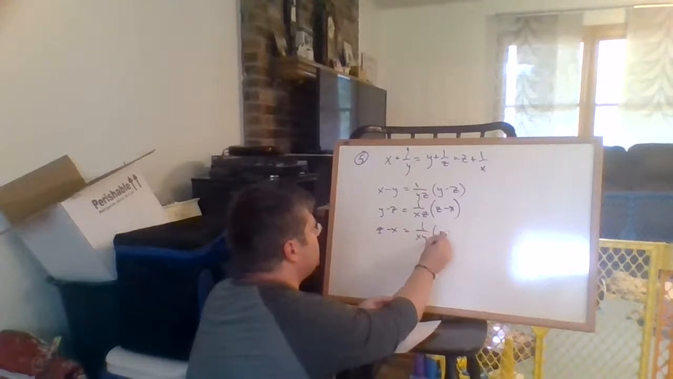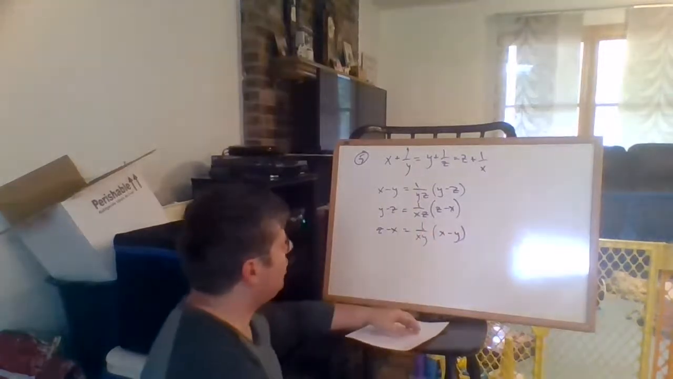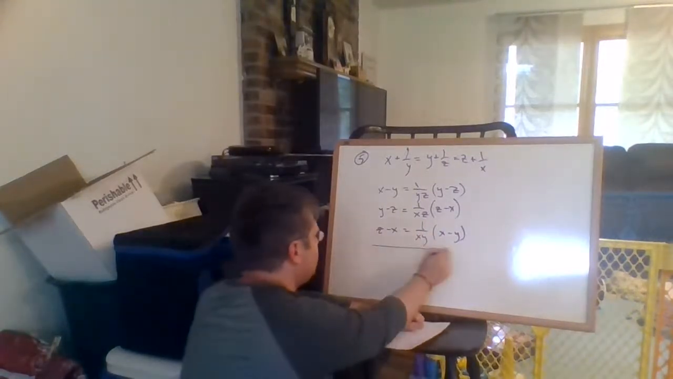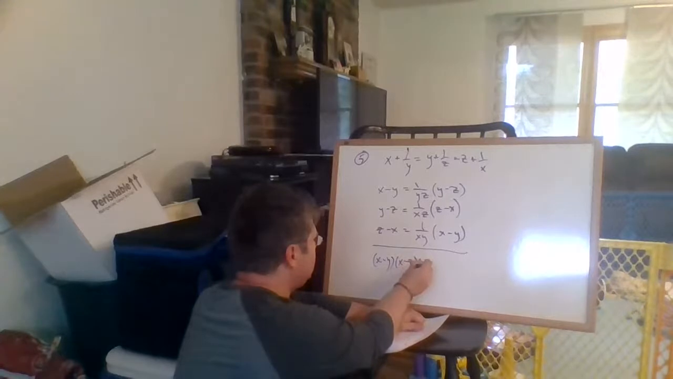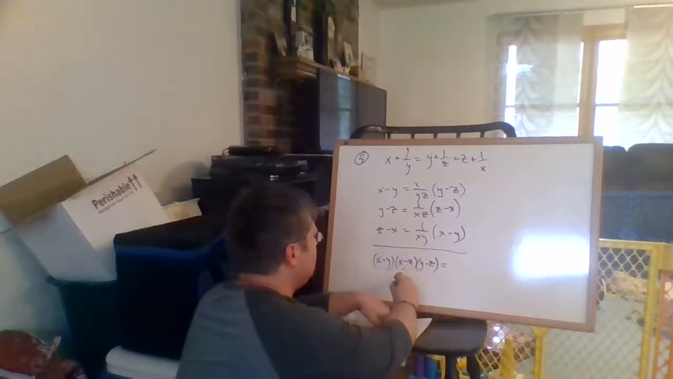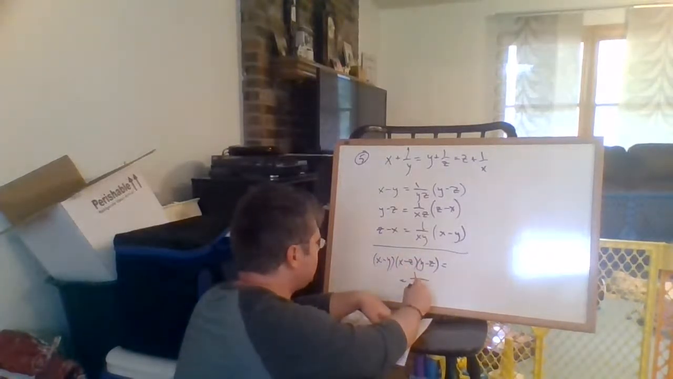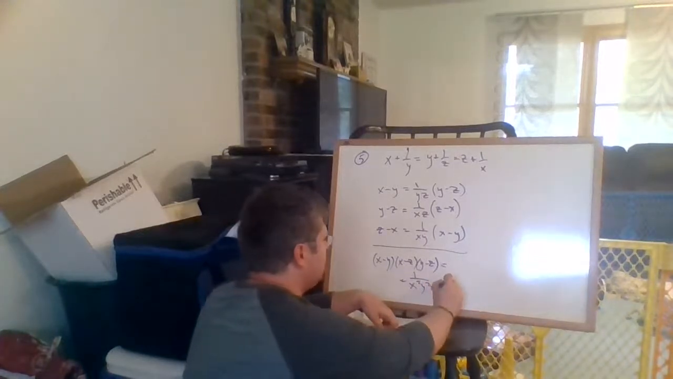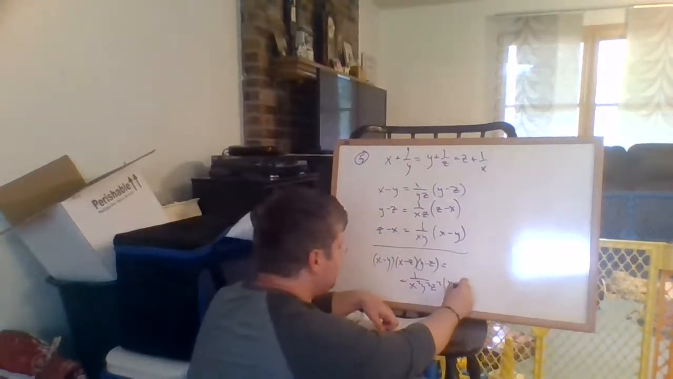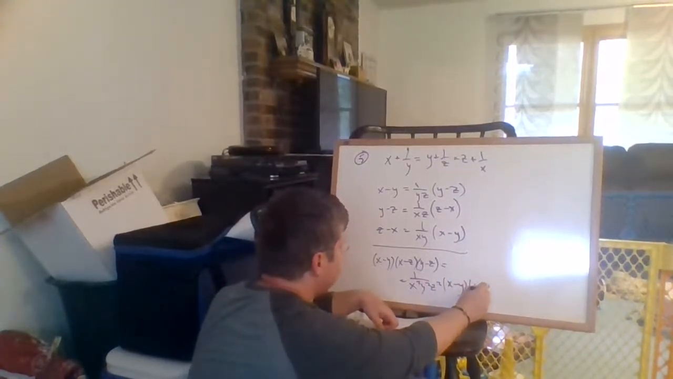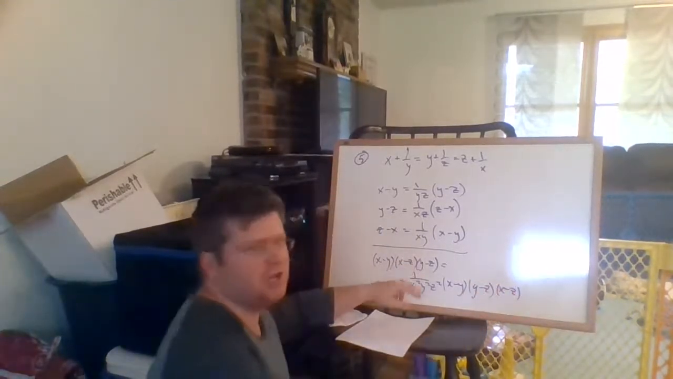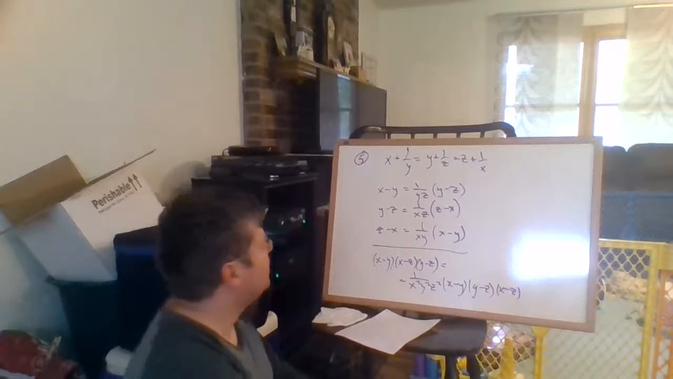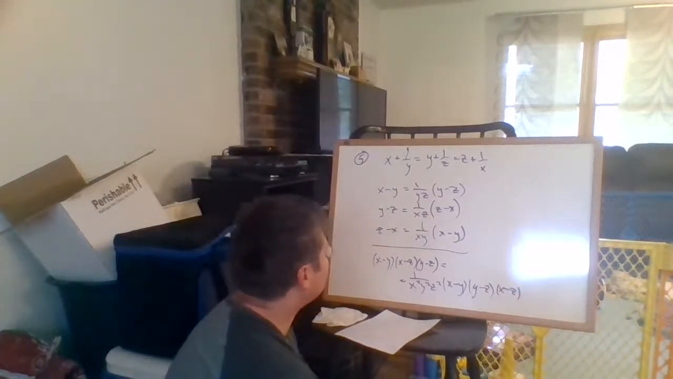Now, multiplying them all together, we get that x minus y, x minus z, y minus z is equal to 1 over x squared y squared z squared times x minus y, y minus z, x minus z. I might have somewhere changed signs, but I did it an even number of times.